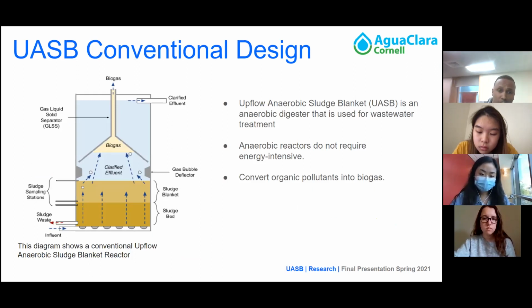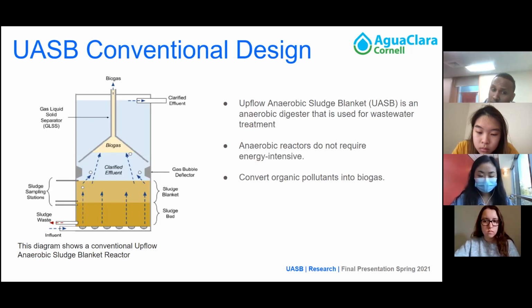This is a UASB conventional design. As you see, the wastewater enters from the bottom and flows up, the blue arrow. When the water enters, the reaction starts. And bacteria break down organic matter and produce biogas, mostly methane and carbon dioxide and other trace gases. This reactor works in the absence of oxygen.